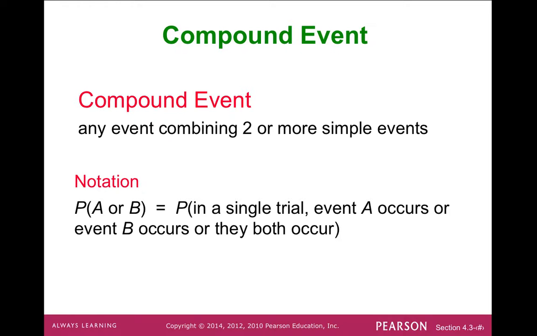So let's talk about what a compound event is. A compound event is any event combining two or more simple events. And the notation here would be the probability of A or B, which means the probability that in a single trial, event A occurs, or event B occurs, or that they both occur.